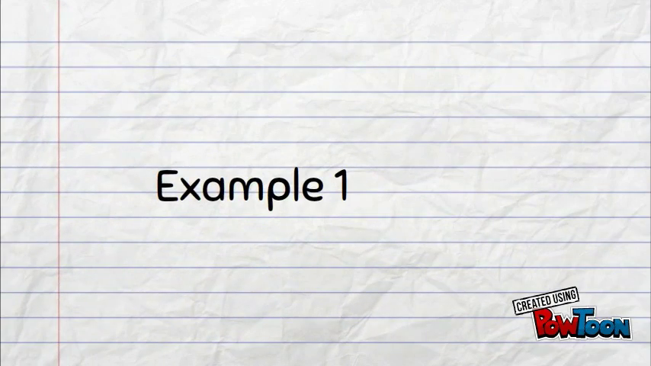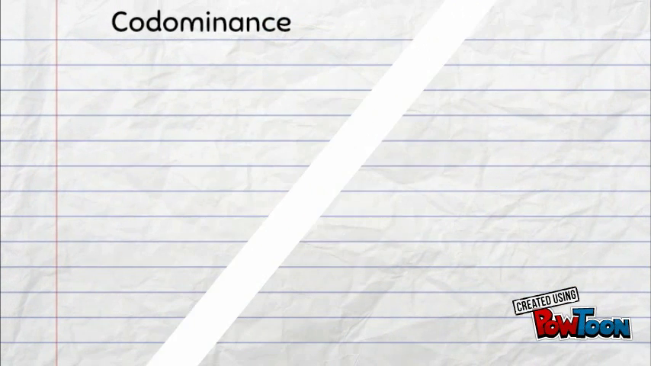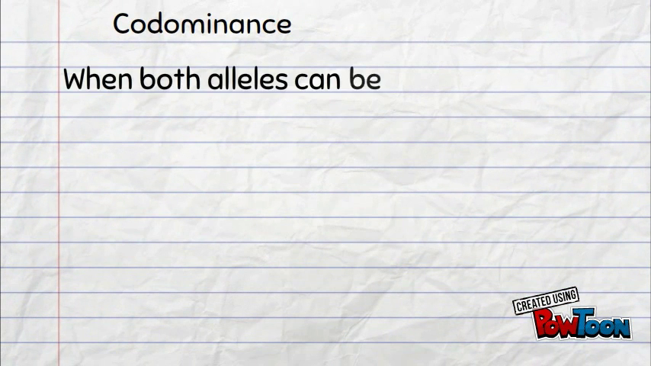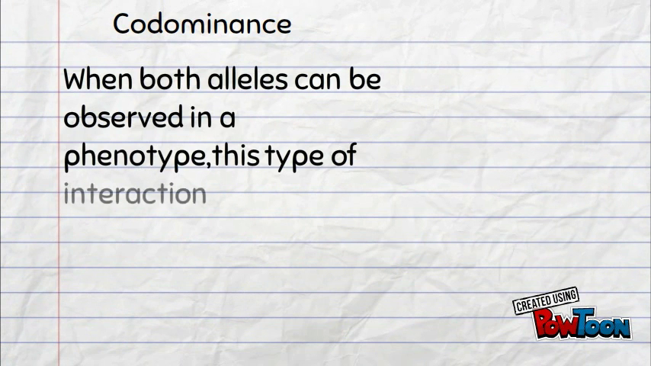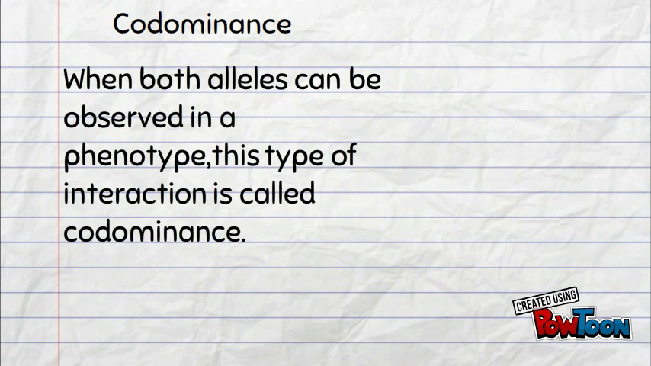One example we find in the book is camellia flowers. A pink camellia flower results from incomplete dominance. A cross between a camellia plant with white flowers and a camellia plant with red flowers produces only camellia plants with pink flowers. Codominance. When both alleles can be observed in a phenotype, this type of interaction is called codominance.